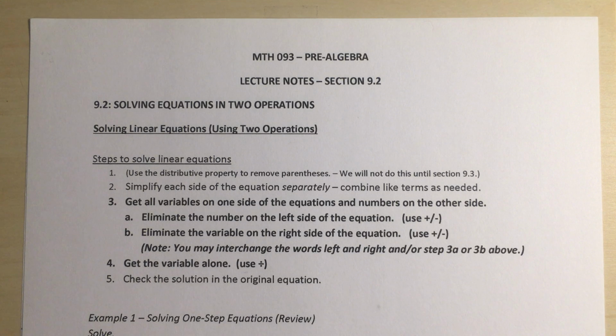Then once we've done this, the last key step to solving any equation is going to be to get rid of a coefficient if we have a coefficient. And if we have a coefficient, that means that we want to divide to get rid of that coefficient that's out front. And that's going to leave us with the variable alone. So for step 4, we're thinking that we're going to use division to get this variable all by itself.